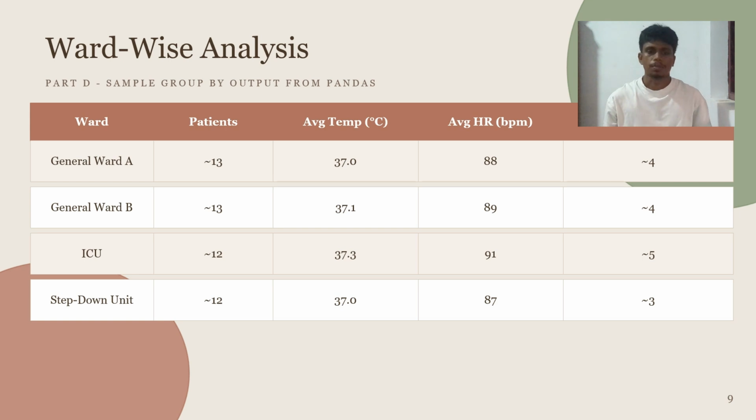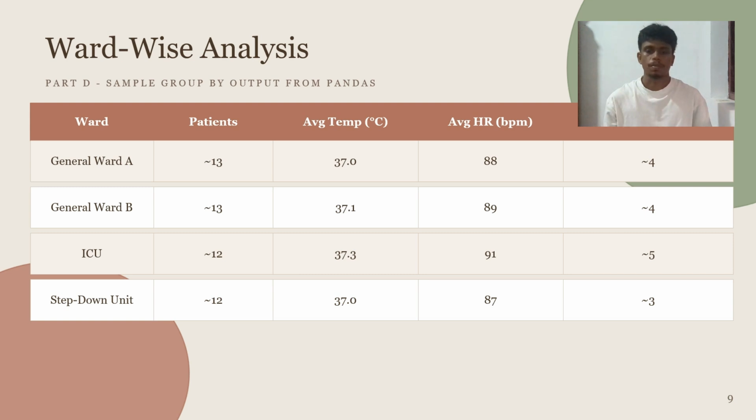As you can see in the presentation, this table shows the actual output of our group by analysis across all four wards. General wards A and B each have around 13 patients with average temperatures of 37 Celsius and heart rates in the high 80s, both within normal ranges.